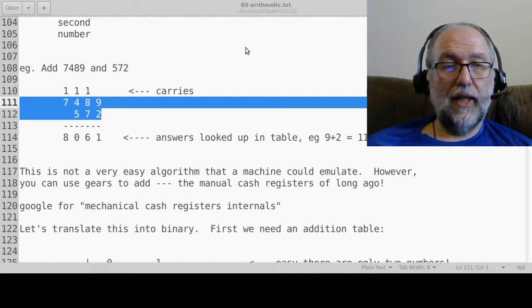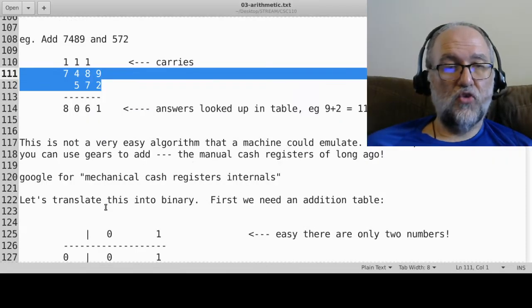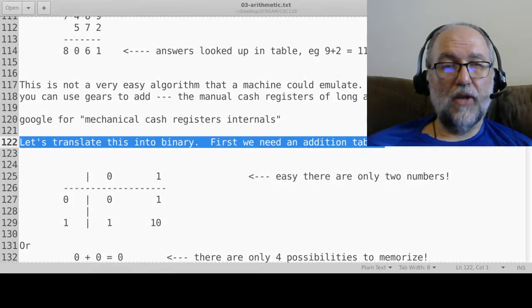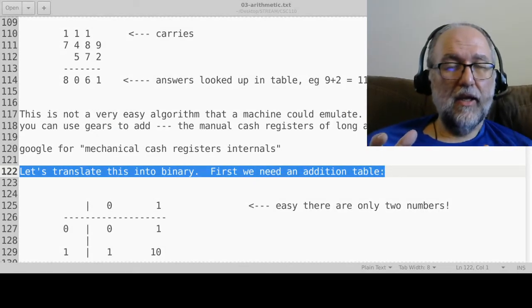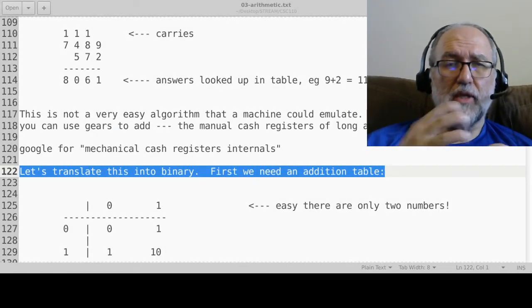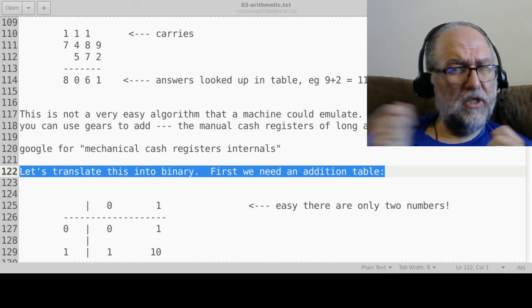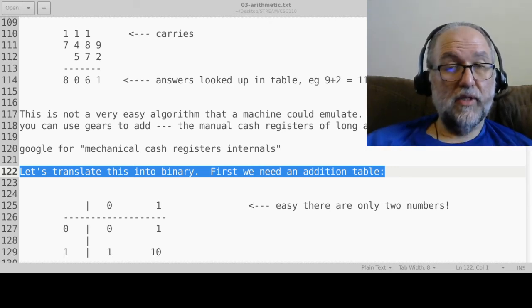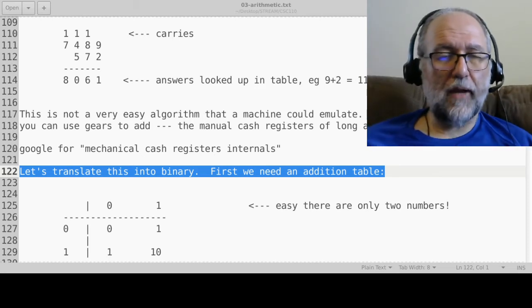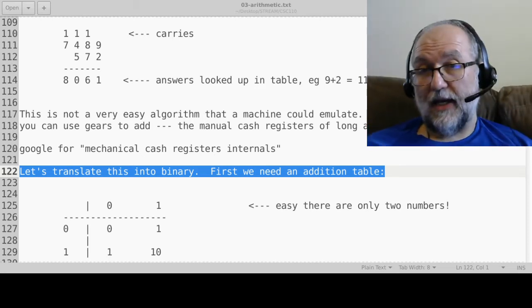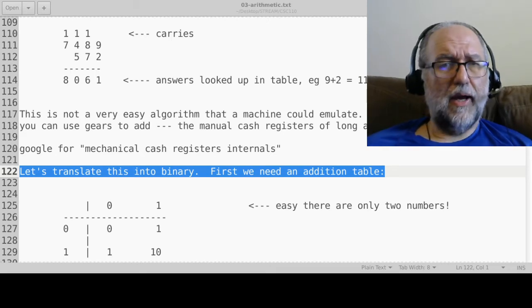Okay, and so let's now start to do this algorithm in binary. Here I say, let's translate this into binary. What I mean by translate this is let's do the exact same thing that we just did for decimal numbers, but for binary. Remember, we needed 2 things. The first thing we needed was that addition table, and the other thing is we needed to know how to carry. Then we could add any size binary number to any other size binary number.